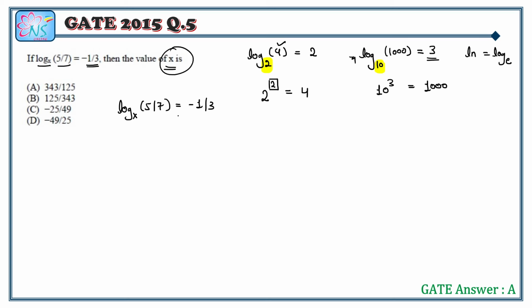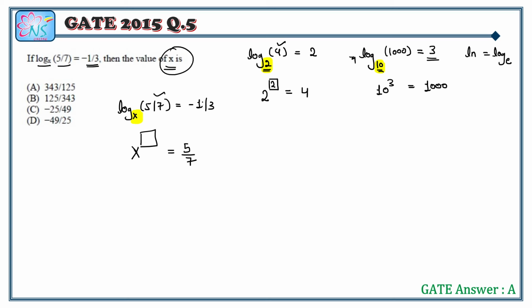Now to find the value of this x: x is working over here as the base. Like here we have base 2 and here we have base 10, so x is our base. Then we want to find what power of this base x gives the value of 5 by 7.